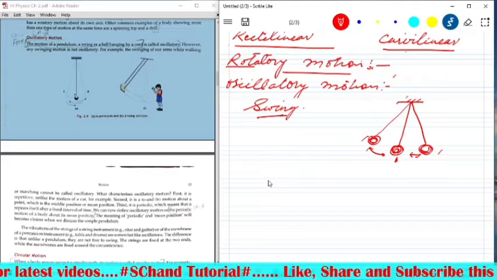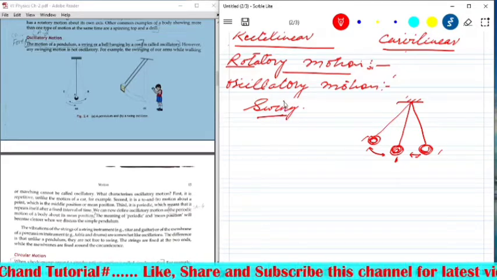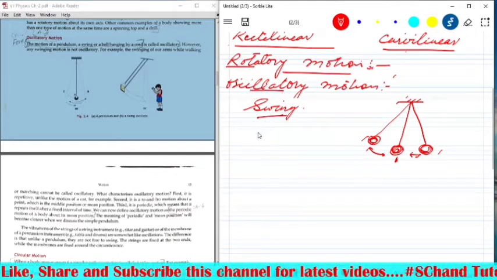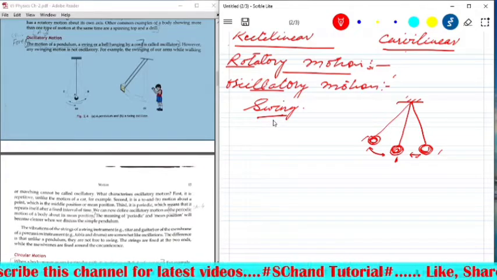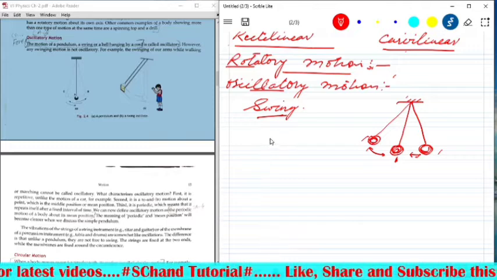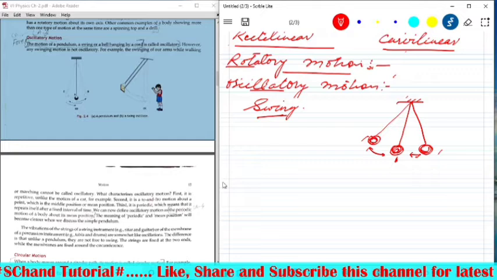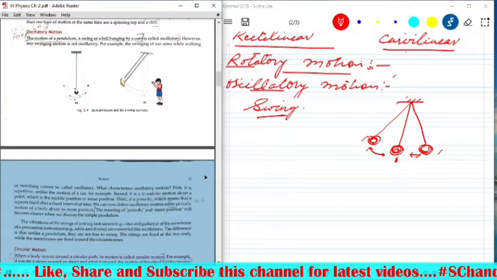So the periodic motion about the main position of the body is said to be the oscillatory motion. It can also be called vibrational motion. The vibration of the strings of a guitar, tabla, drums, they are making oscillations when struck, producing oscillatory or vibrational motion.